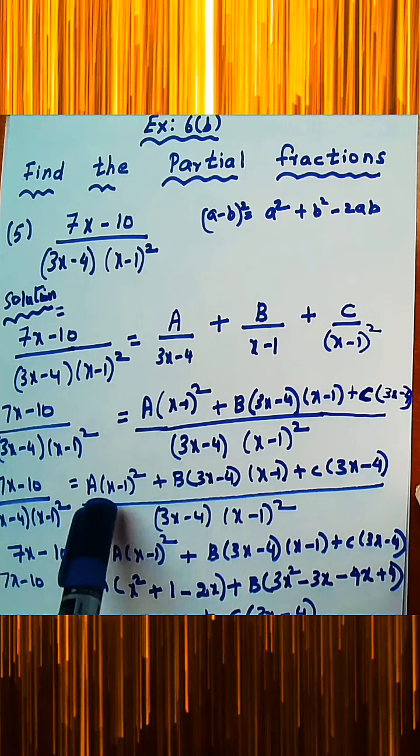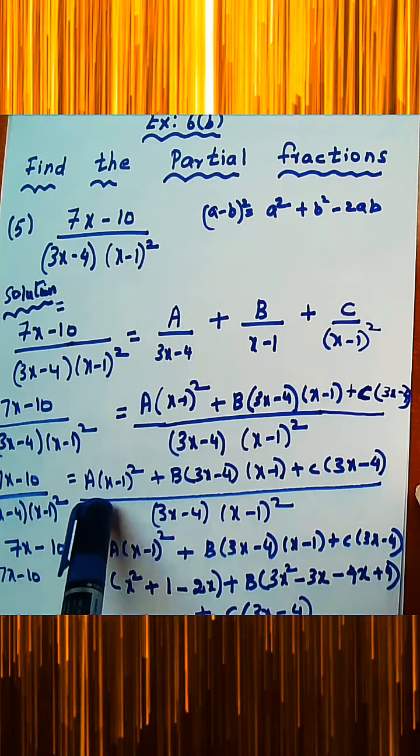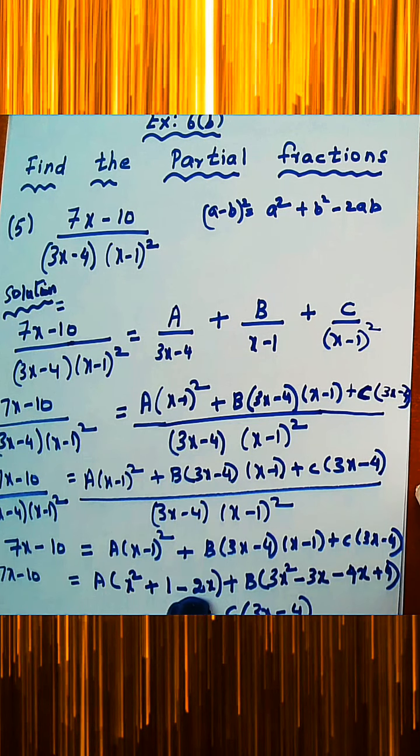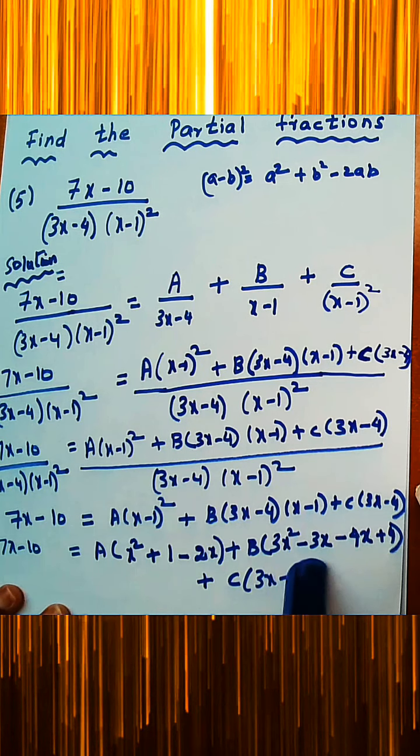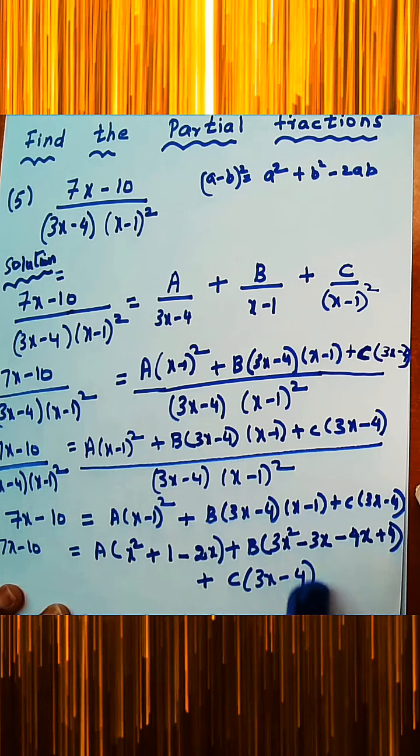So before that, you have to know this is of the form a minus b the whole square. So it is a square plus b square minus 2ab. Plus, multiply this, 3x into x will give you 3x square, 3x into minus 1 will give you minus 3x, minus 4 into minus 1 will give you positive 4, minus 4 into x will give you minus 4x, plus c into 3x minus 4.